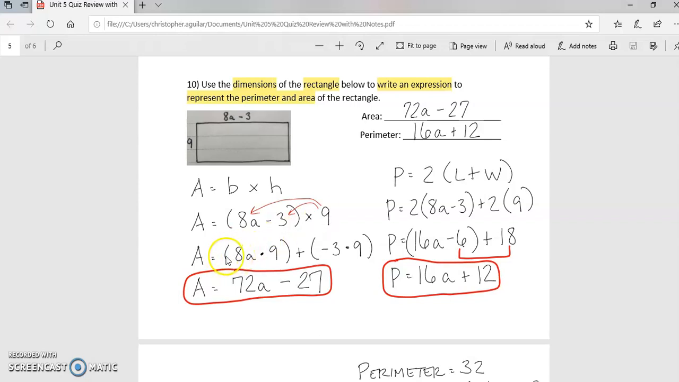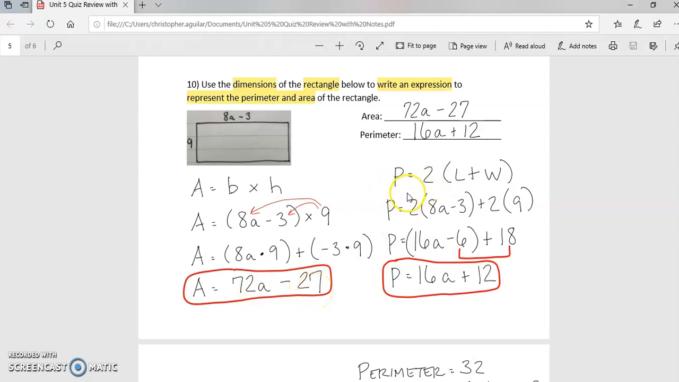So this is what I did. I separated it. 8a times 9. 9 times 8 is 72, and then a times no other variable is just a. So 72a is the first part. And then you have negative 3 times 9. 9 times 3 is 27, but a negative times a positive is a negative. So my area is going to be 72a minus 27.